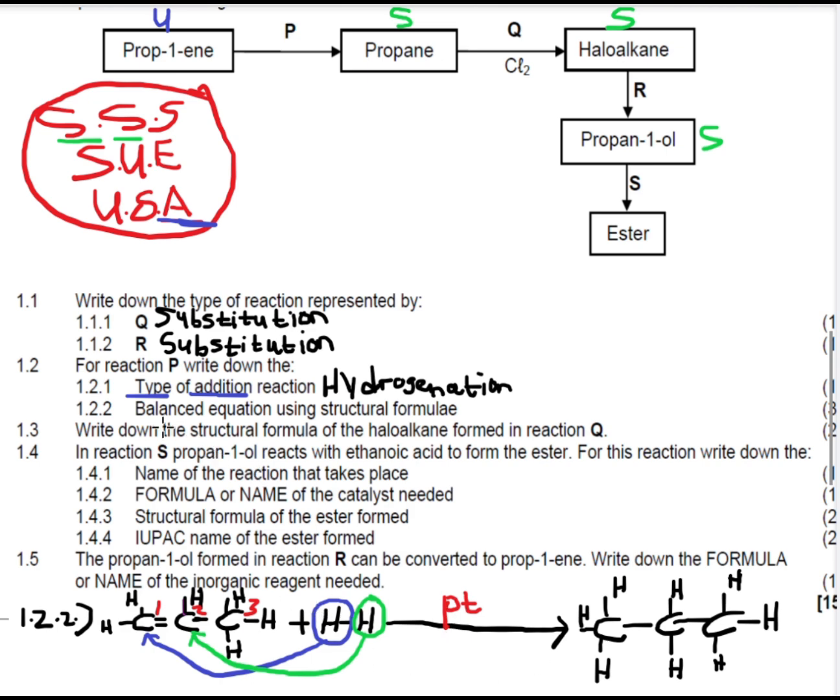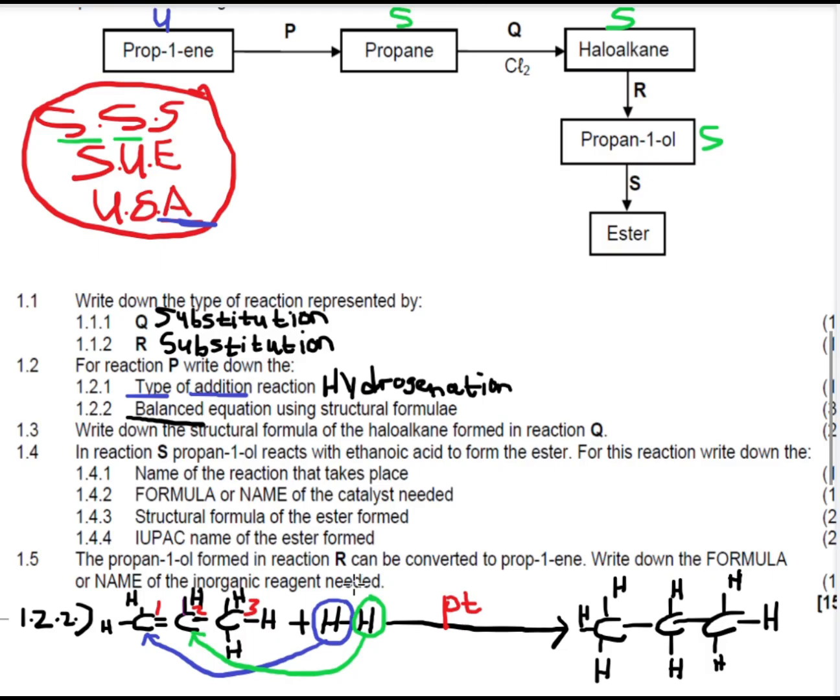But then the question says balanced. The word balanced is very crucial, which means the number of carbons on the left hand side, which is the reactants, must be equal to the number of carbons on the right hand side, which is the products. So let's count the number of carbons on the reactants. 1, 2, 3. We've got 3 carbons on the reactants. How about on the products? 1, 2, 3. Also 3.